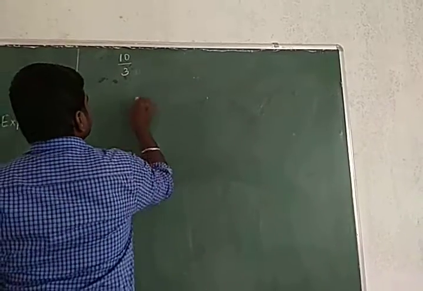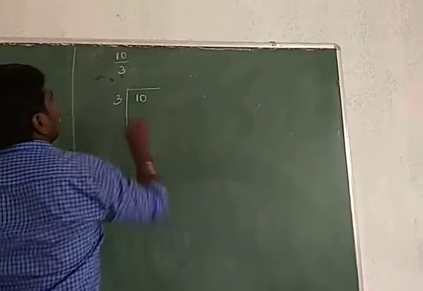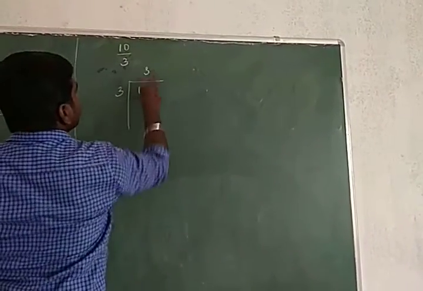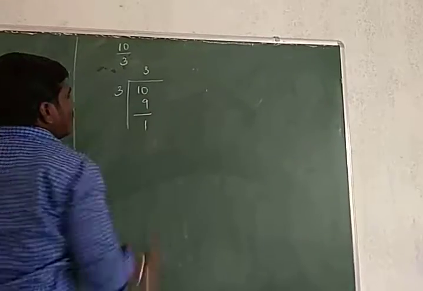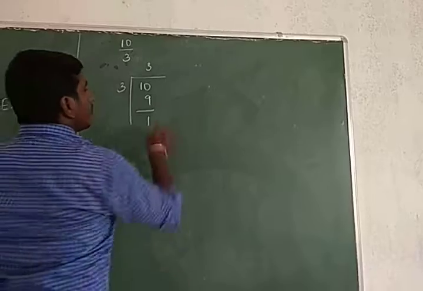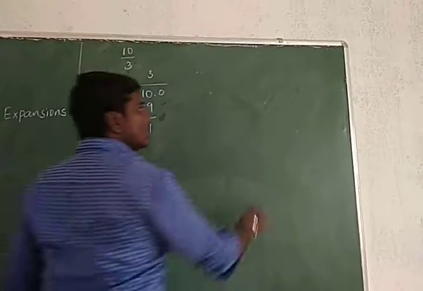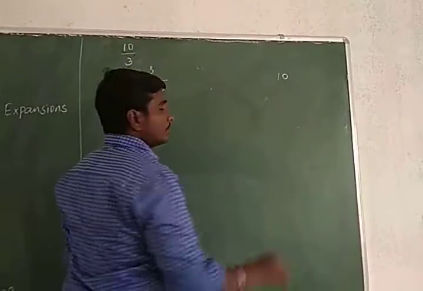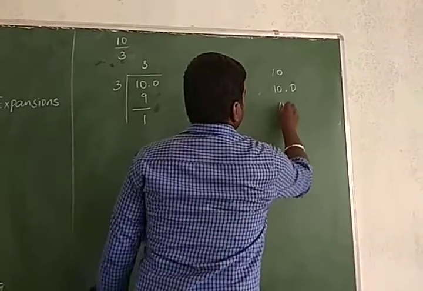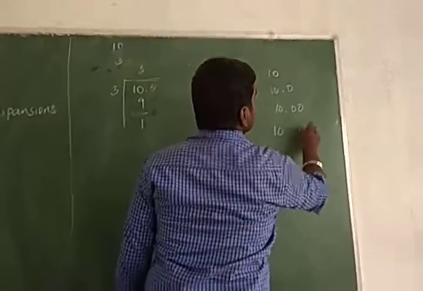Then divide 10 by 3. In 10, how many 3s are there? 3 3s are 9. Remainder 1. Next you place the point here, as there are no more digits. So you put the decimal point and add 0. These zeros are valid. What is this? 10.